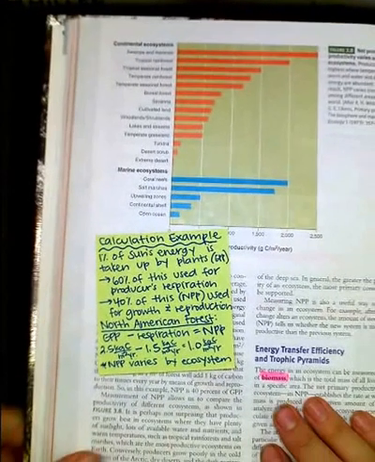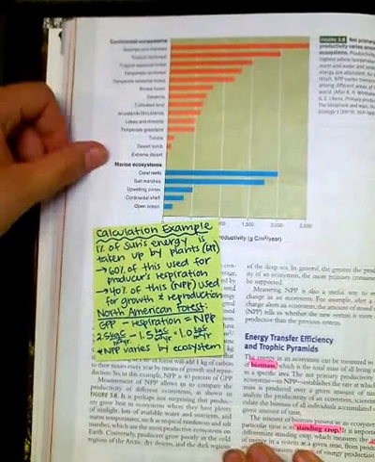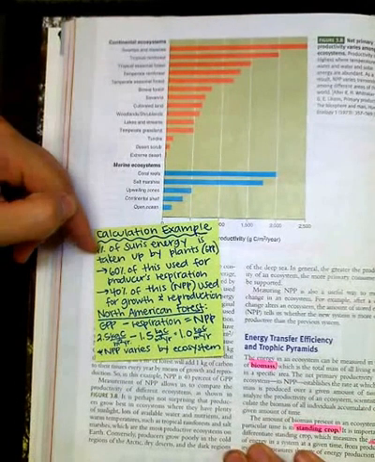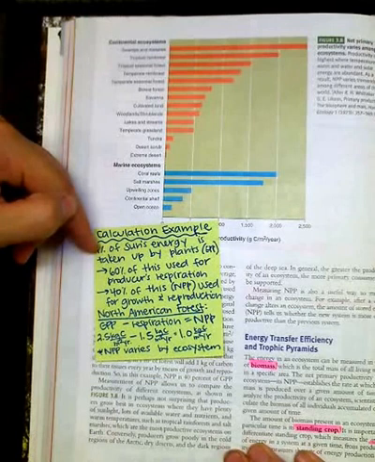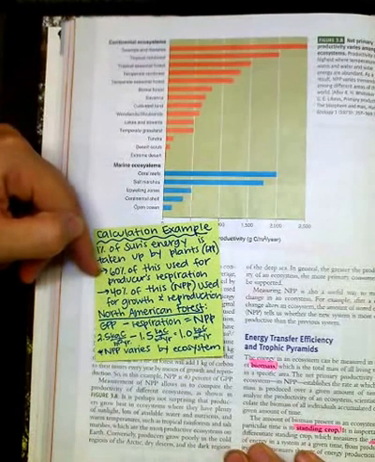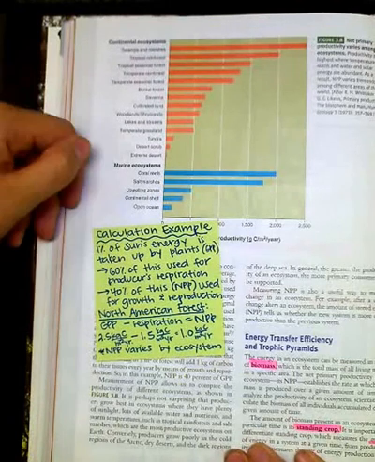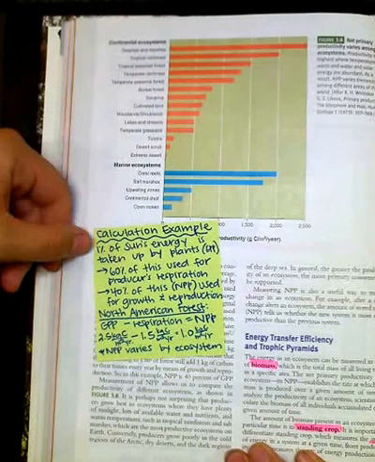So here's an example, kind of what I went through with the figure. 1% of the sun's energy is taken up by plants. 60% is used for the producer's respiration at night. 40%, also known as the net primary productivity, is used for growth and reproduction.